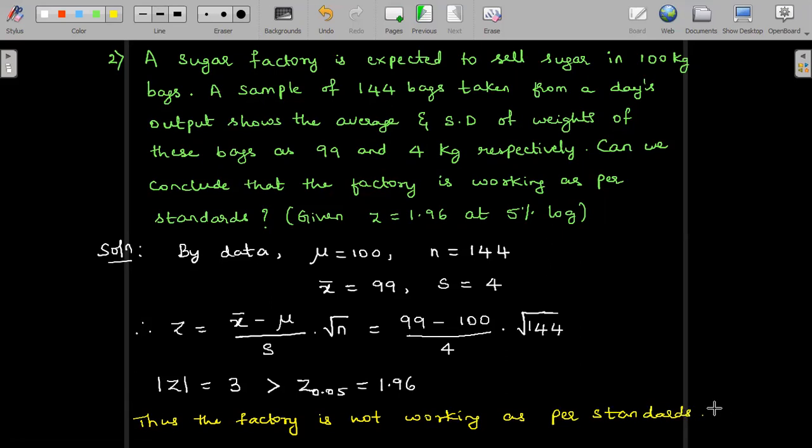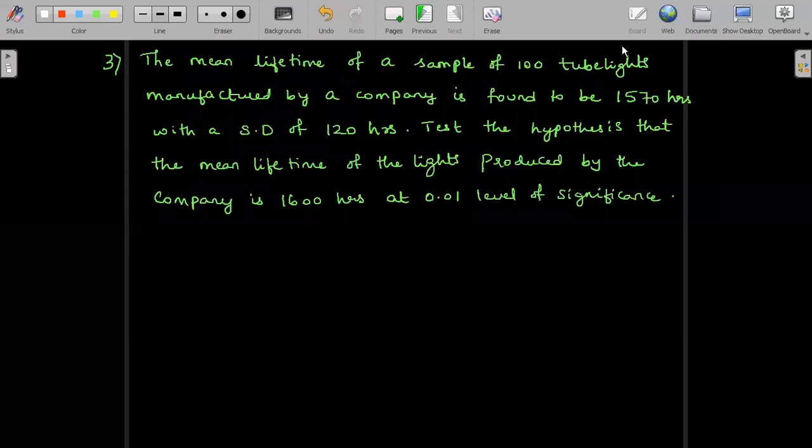So this was the second problem for us, wherein the average of the population as well as the sample was given, and the mean and the standard deviation of the sample was mentioned, that is S was mentioned for us. We shall now discuss the third problem.